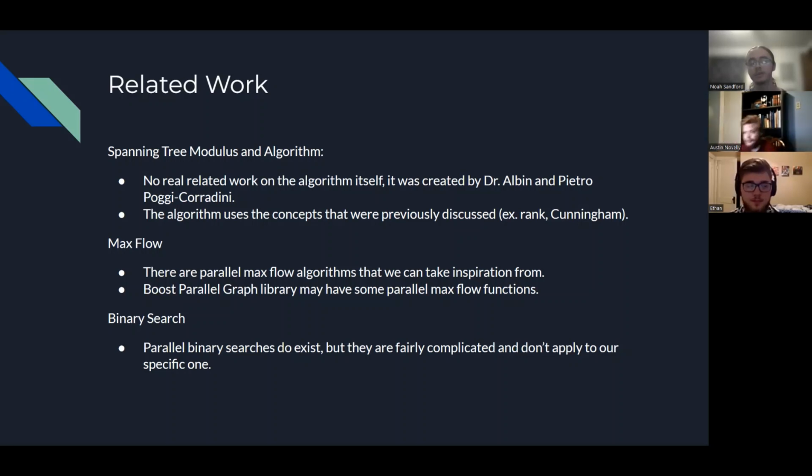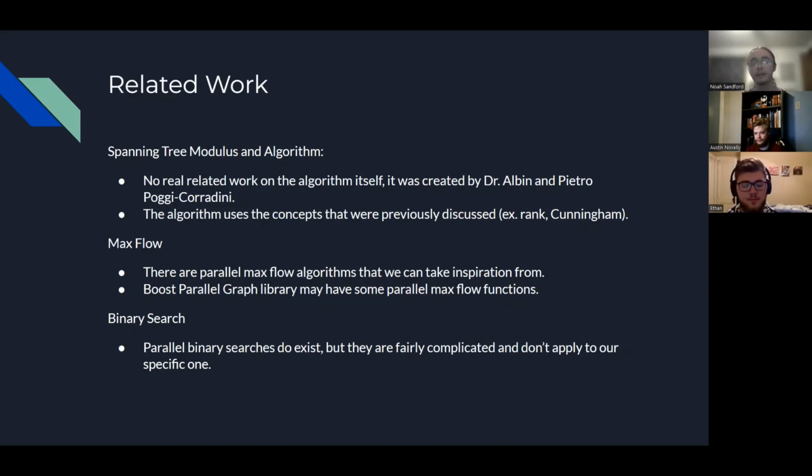Some of the other related work isn't related to the actual algorithm but to problems that we'll need to solve. One is max flow. The algorithm spends quite a bit of time doing max flow calculations on the graphs and the subgraphs. So there are parallel max flow algorithms that we can take inspiration from if we wanted to code our own instead of using the Boost library call. There also is a Boost parallel graph library that may have some parallel max flow functions that we can try out and compare, one, to the version that's already there, and two, to any manually coded versions that we create.